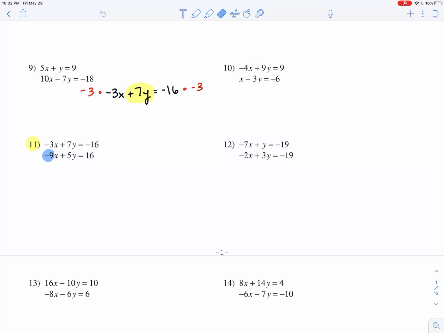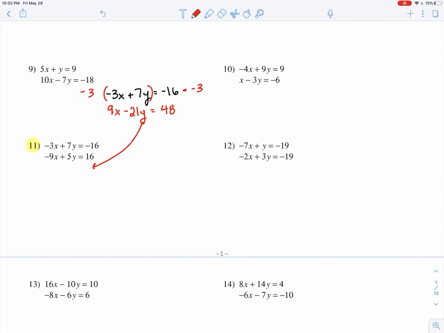So I'll rewrite this to look something like this. And there we go, that looks much better. So let's go ahead and multiply. -3 times -3x is +9x. -3 times 7y is -21y. And then -16 times -3 is +48. And there we have a nice equation. I'm going to rewrite it underneath here. So now I have 9x minus 21y is equal to 48.